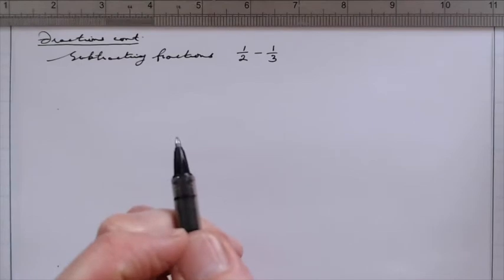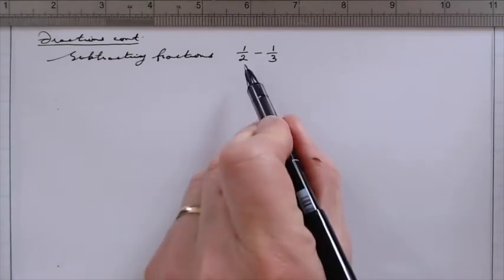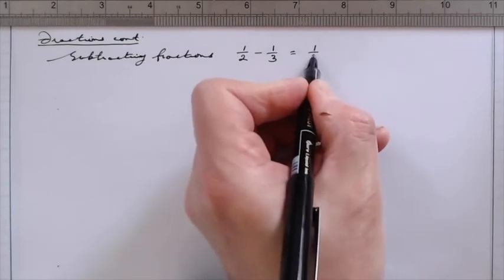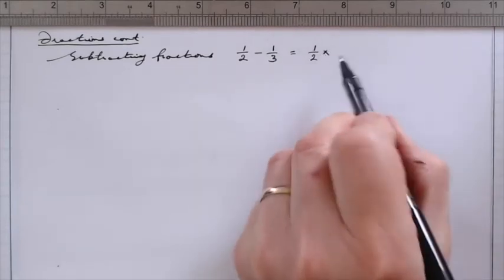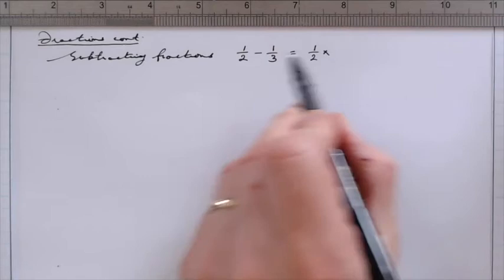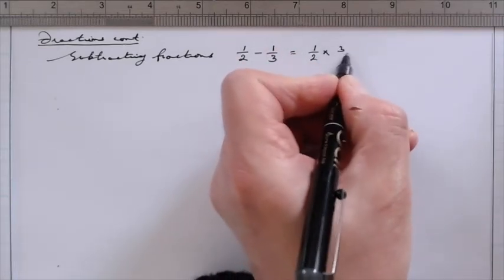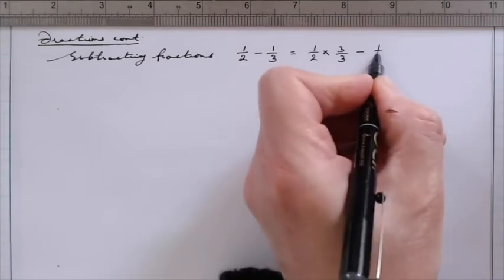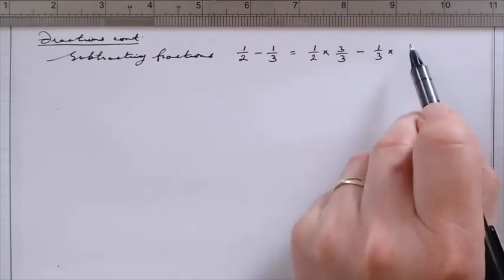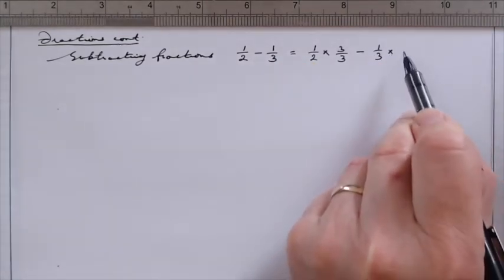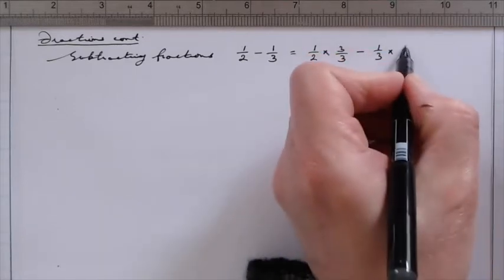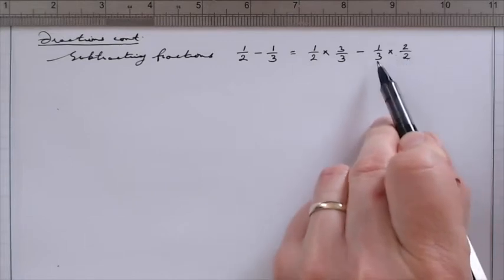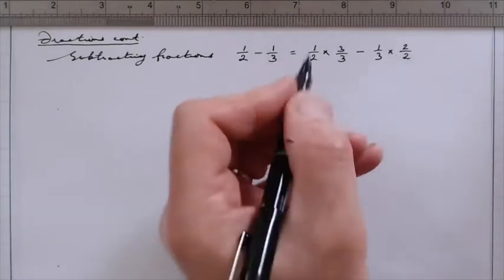And as we did in the last tutorial, what we'll do here is multiply 1/2 by 1, but we're not going to write 1, we're going to choose to write 1 as 3 divided by 3, and then take away 1/3, and I'm going to multiply 1/3 by 1, but I'm going to choose to write 1 as 2 divided by 2. And I'm doing this in order to get the same denominator in each case.